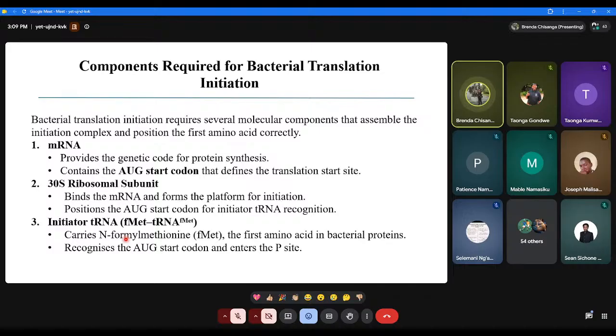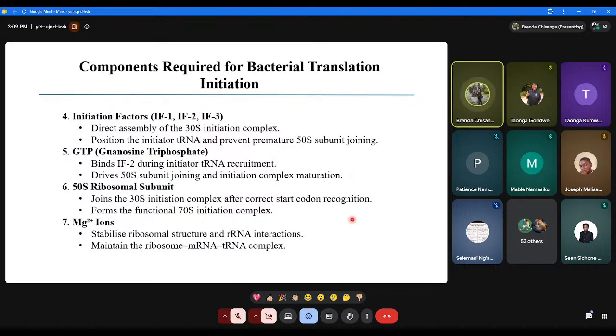In the previous slide, I said the initiator tRNA, or fMet, is the tRNA that is going to recognize the first codon, the AUG, that designates where this information on the tRNA should start. And this tRNA must go into the P site. In addition to that, initiation also needs these initiation factors.